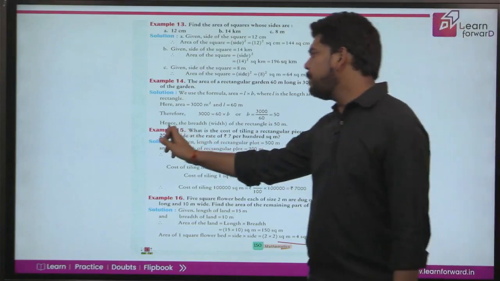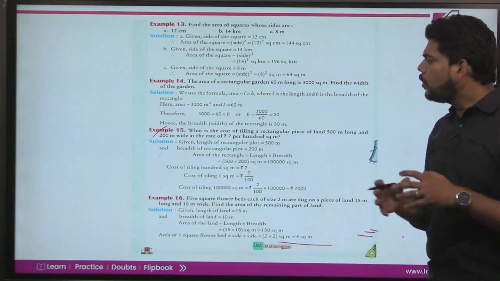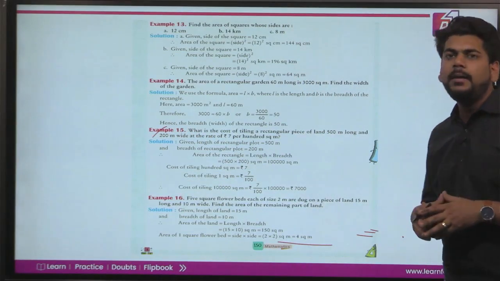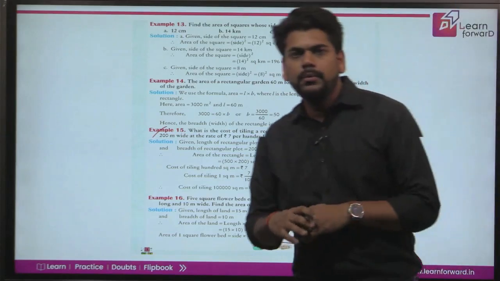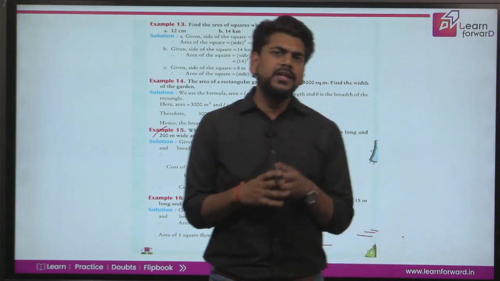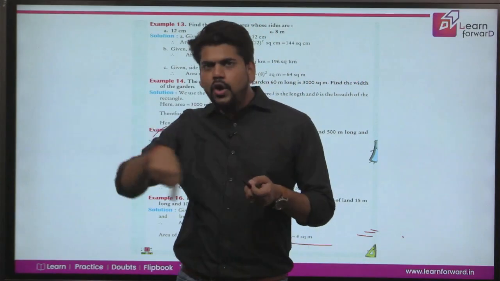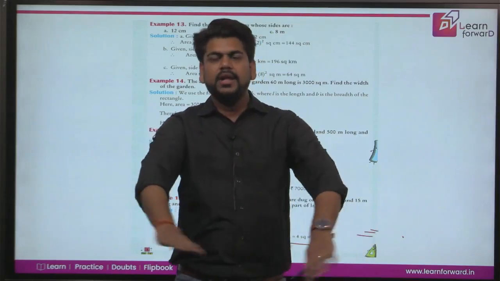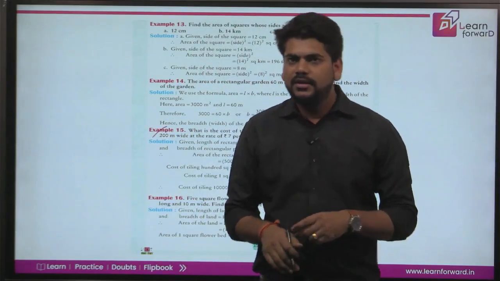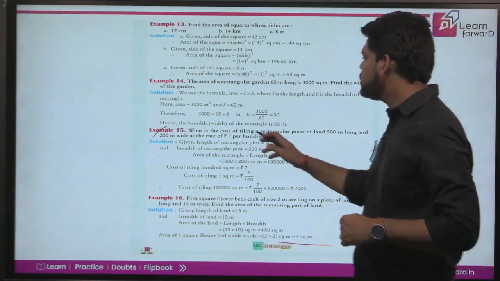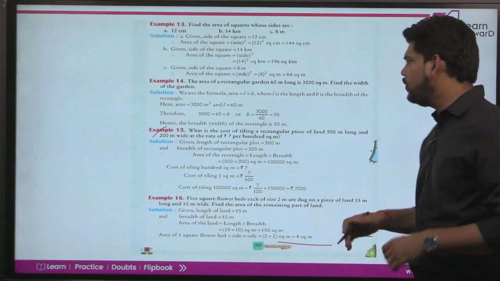Let us do example number 15. What is the total cost of tiling? Tiling means to spread the tiles in your room. Now tell me, where do you spread the tile? On the boundary of your room or inside, the area inside the walls? Right? We spread the tiles inside the room area.